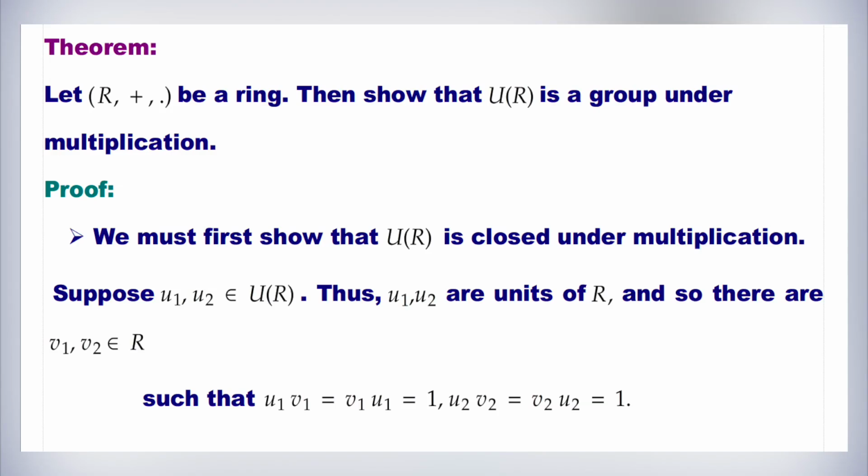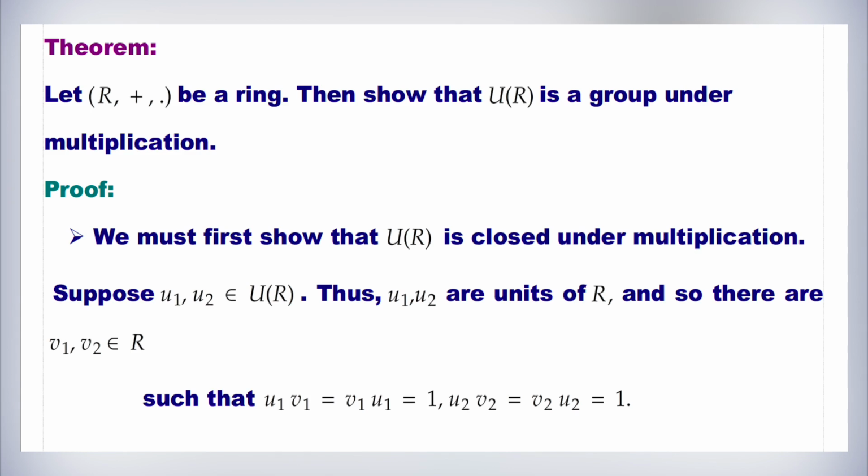So, let us verify whether the set of units U(R) with multiplication forms a group in the following theorem. Theorem statement: Let (R, +, ·) be a ring. Then show that U(R) is a group under multiplication. The proof of the theorem: we must first show that U(R) is closed under multiplication.